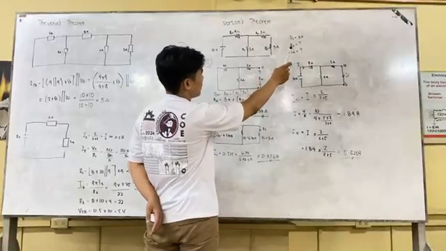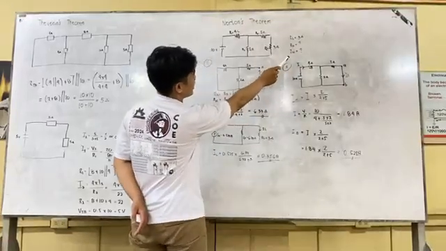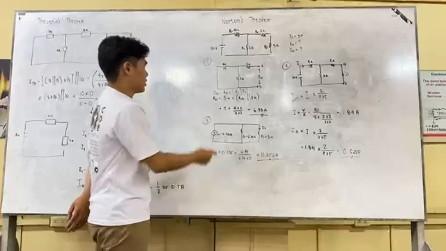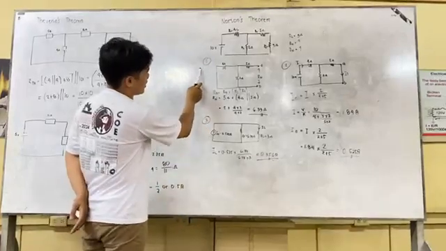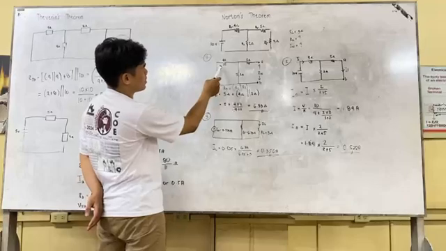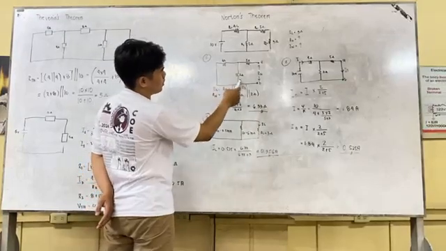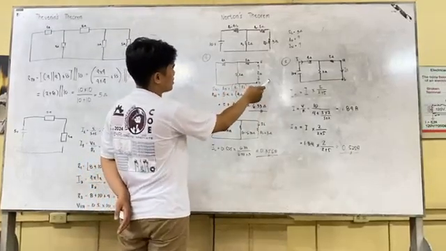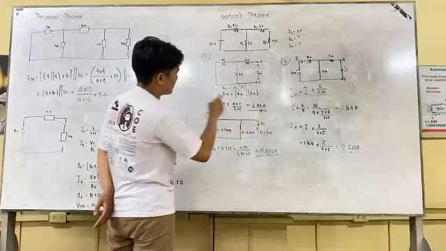So we're going to solve for the RN and the IN. Using this first diagram, we're going to solve for the RN. This diagram has 4 ohms, 5 ohms, 2 ohms, and this diagram has been open circuit.